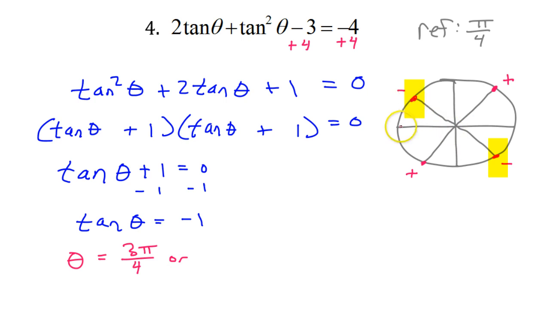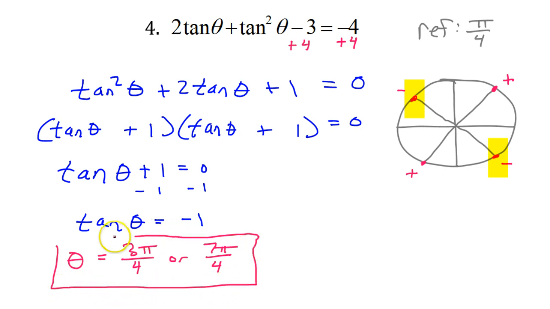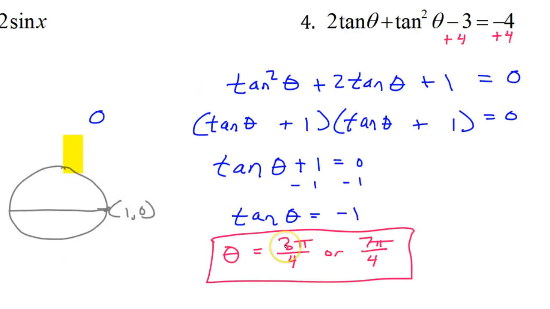Or, and this would be 4 pi over 4, 5 pi over 4, 6 pi over 4, 7 pi over 4. So these are the 2 solutions to this equation. All right, so that's it for number 4.